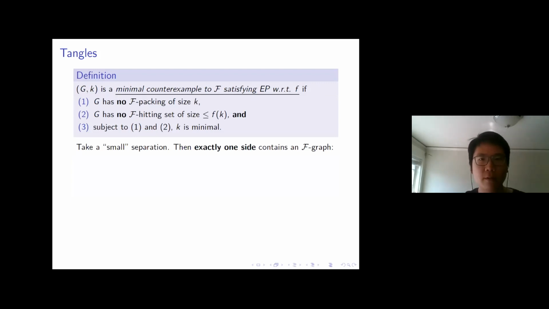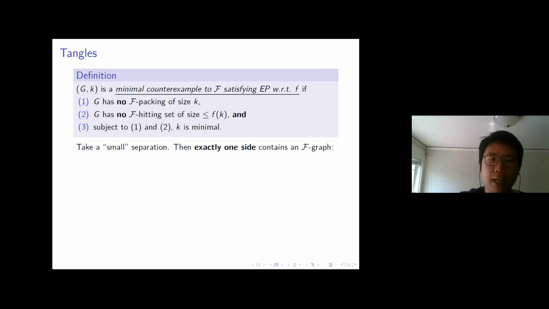Okay, so this is the definition of a minimal counterexample. I fix some very fast growing function f, and I take some graph G and an integer k such that I don't have a large packing, and I don't have a small hitting set. Okay, and then minimize k. Then what turns out to happen is that this defines a tangle. So what is a tangle? Well, let me first explain what a small separation is. A separation is a union of two graphs whose union is the entire graph, and it's small if they meet in a small set of vertices.